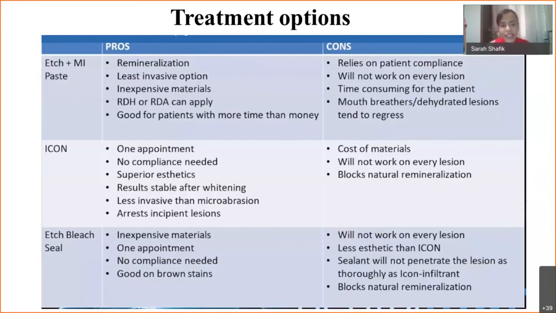While the extra platinum seal, it's very inexpensive. I mean, it's not costly at all. Anyone can do it in their practice. 1 appointment, no compliance. It's good with the pronounced staining, but it will not work in every lesion. Does not have superior aesthetics like the Icon, and it blocks the natural remineralization.